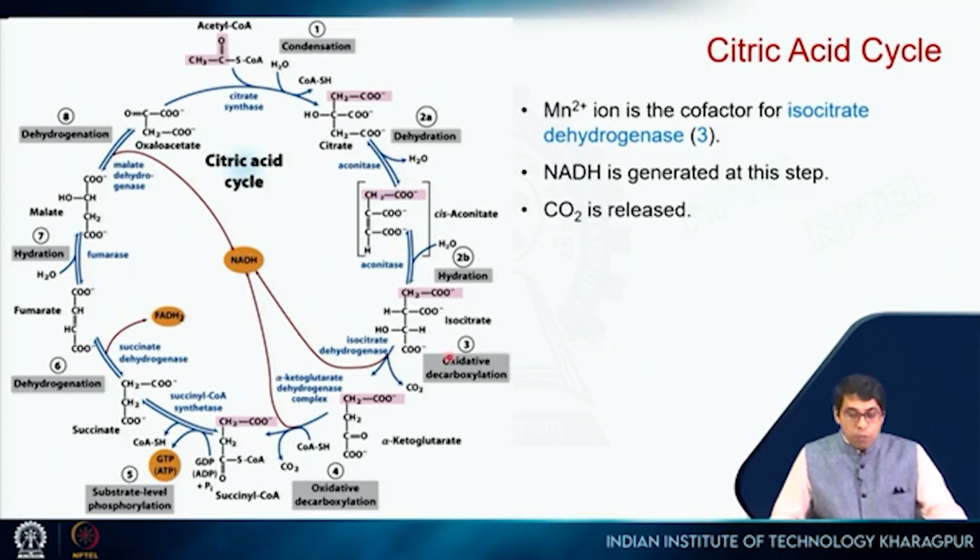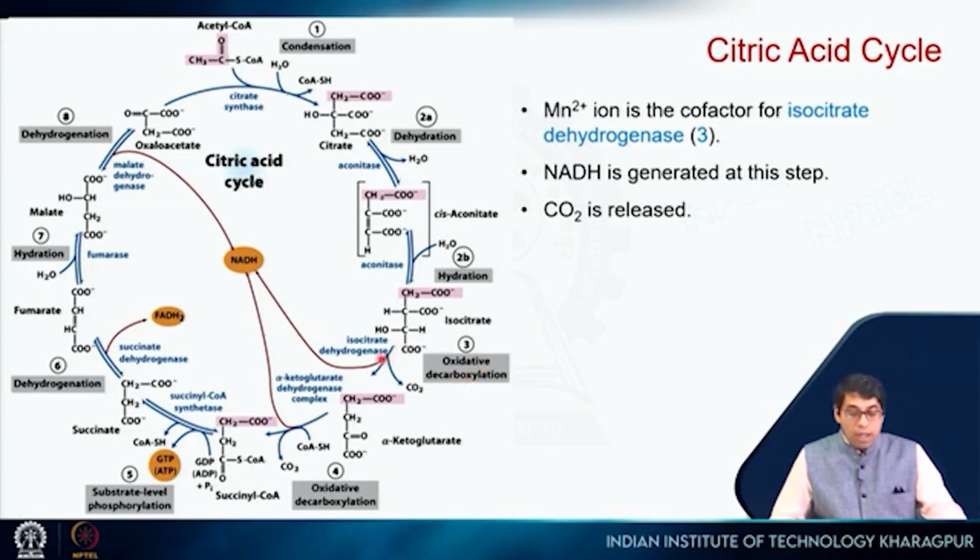Okay. So once we have this isocitrate formation, the next step is oxidative decarboxylation, right. So now the second molecule of carbon dioxide goes out. We have seen the first molecule of carbon dioxide go out when acetyl CoA forms. This is the second molecule of carbon dioxide that goes out, and this is also an oxidative step, right. So this is oxidative decarboxylation.